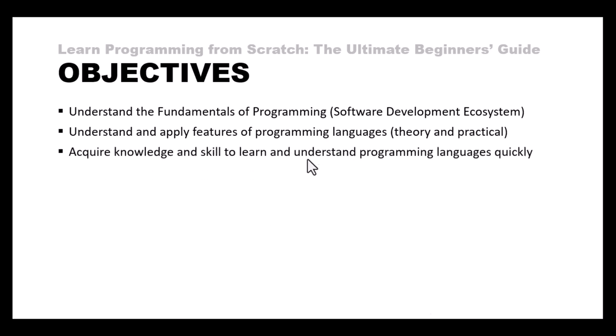The third objective is to ensure that you acquire knowledge and skill to learn and understand programming languages quickly. So after you're done with this course, the objective is that you should be able to find any programming language, new or old, and then when you just take a look at it, learn for a short period of time, and you get to understand the basic and advanced concepts in that programming language. So just simply acquire knowledge and skill to learn and understand programming languages quickly.